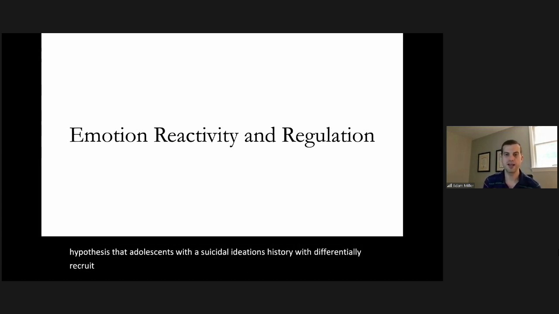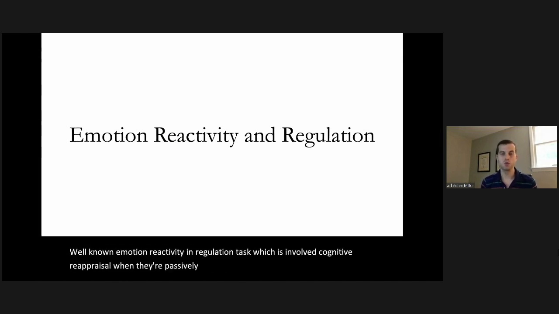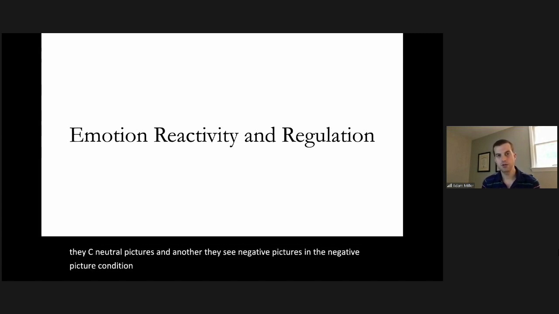And so, an initial test of this hypothesis that adolescents with a suicidal ideation history would differentially recruit prefrontal cortex regions, I was fortunate to have data from about 49 adolescents who completed a well-known emotion reactivity and regulation task, which involves cognitive reappraisal when they're passively viewing negative stimuli. So in one condition, they see neutral pictures, in another, they see negative pictures. In the negative pictures condition, they either look at the pictures or use cognitive reappraisal.